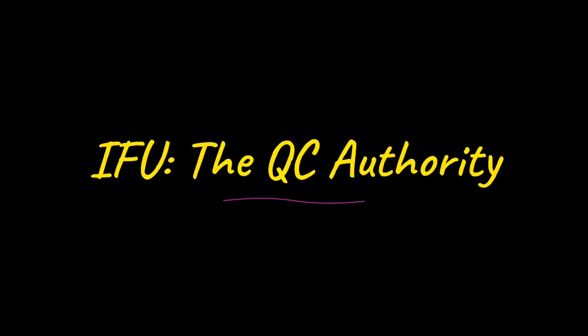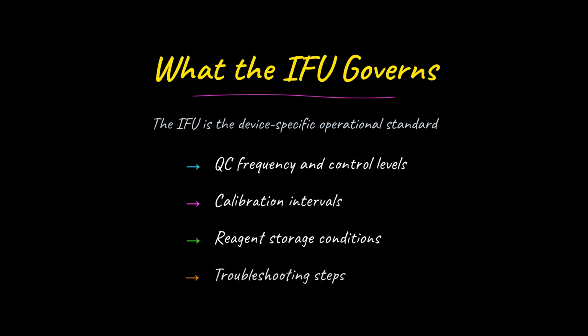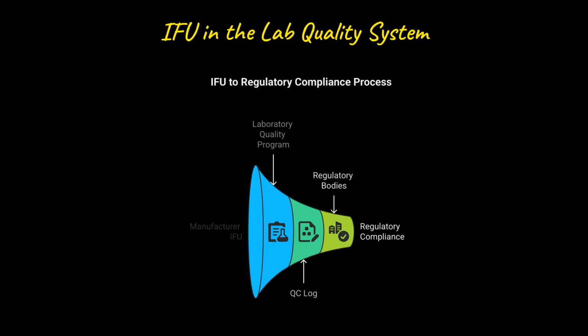Understanding why the IFU holds that authority and how it fits into the broader quality program is the key concept here. The IFU ships with every clinical device and covers QC frequency, control levels, calibration intervals, reagent storage, and troubleshooting. These specifications come directly from the manufacturer's validation studies, the research that defined the exact conditions under which the device performs accurately and precisely. The IFU establishes the minimum QC requirements, often 2-level controls every 24 hours for a glucometer.